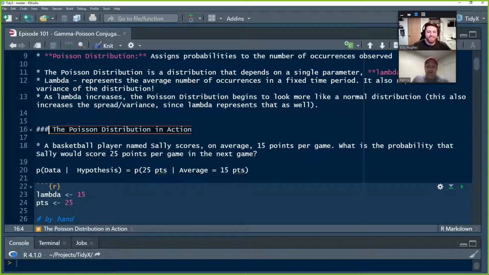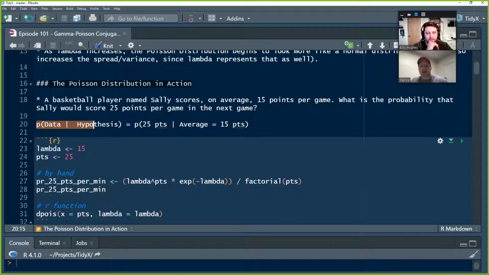Yeah, so we've got a basketball player named Sally, and on average, she scores 15 points per game. What is the probability that Sally would score 25 points in the next game? So writing this out in probability statement, we're saying, what's the probability of our data, given our hypothesis? It's a likelihood, it's an observation, it's a very frequentist way of looking at things. What's the probability that she scored 25 points, given that she only averages 15 points per game?